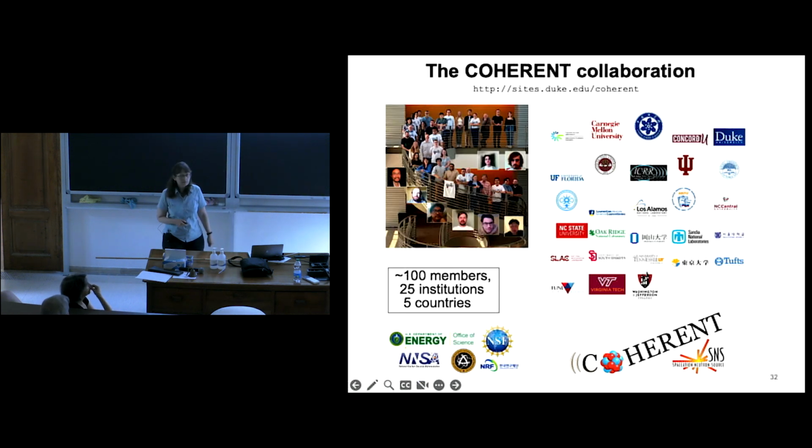Okay, so we have a collaboration that is making use of this gloriously beautiful neutrino source, and an accidental, completely serendipitous neutrino source, I have to say. It was not built for neutrinos, it was built for neutrons. This is the COHERENT collaboration. We've got about 100 people from something like 25 institutions and 5 countries.